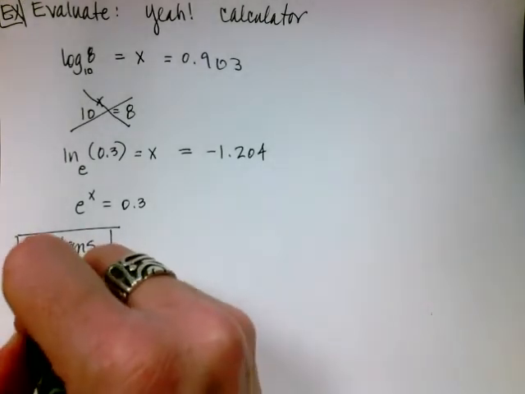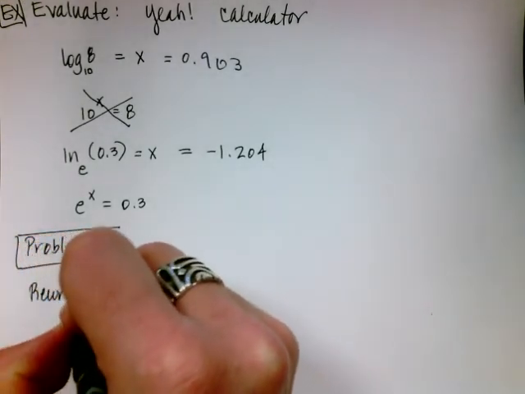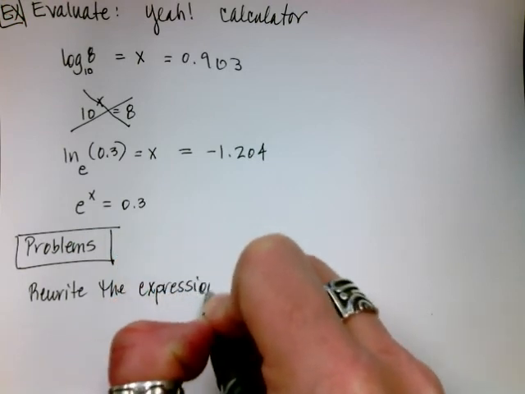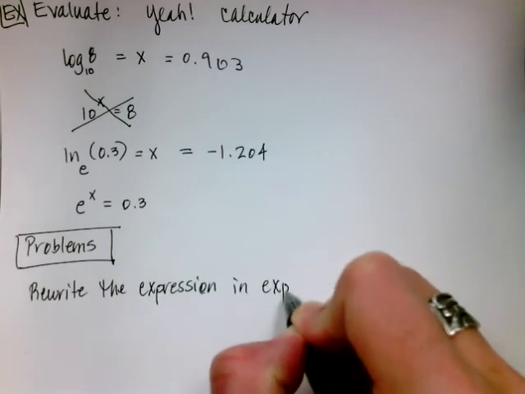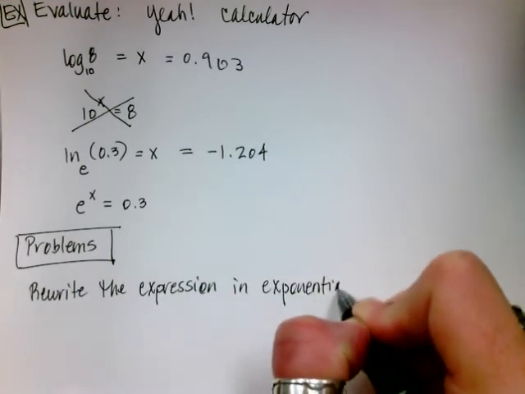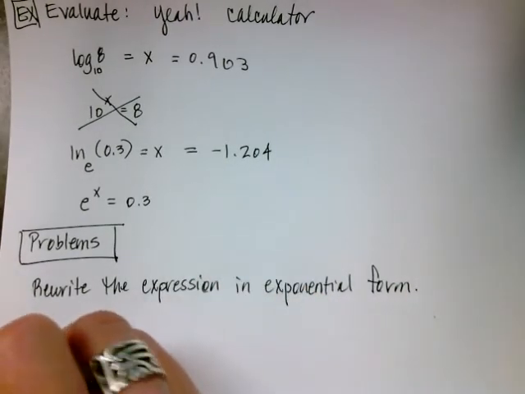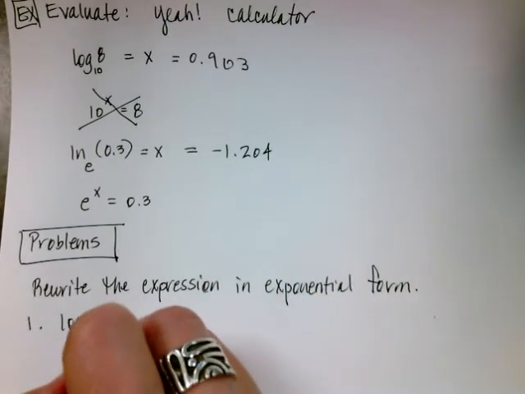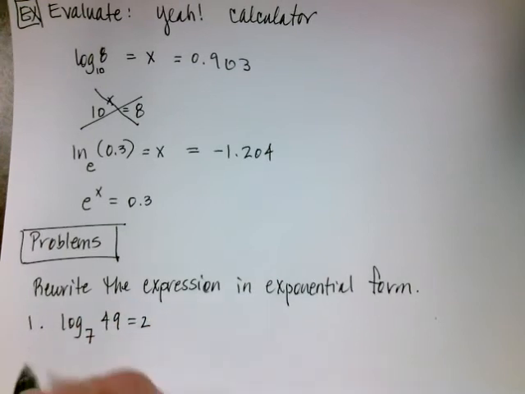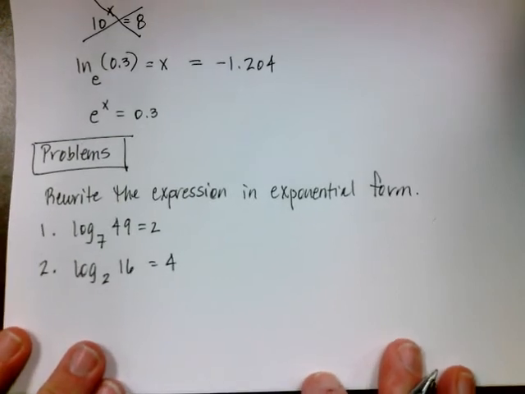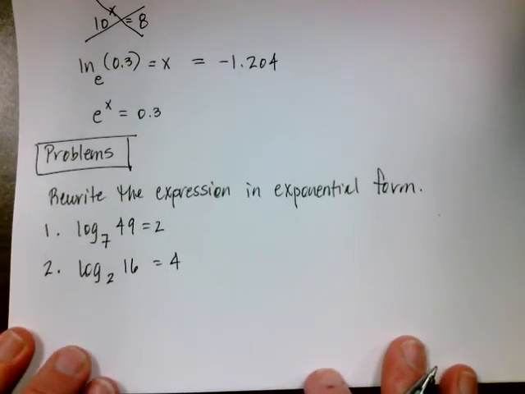The first set says rewrite the expression in exponential form. The first problem is the log base 7 of 49 equals 2. The second one is the log base 2 of 16 is 4. Remember, I want you to take it from log form and put it in exponent form.